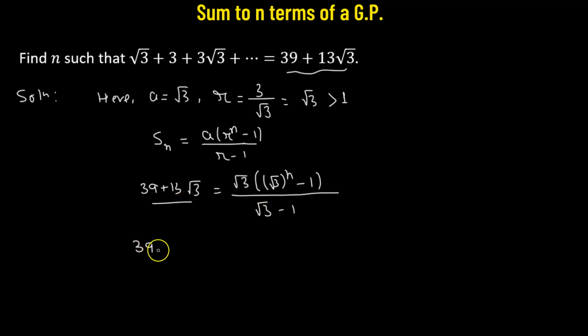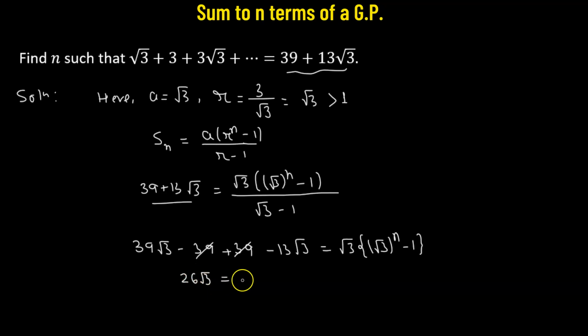So we have 39 times square root of 3 minus 39, plus 13 square root of 3 times square root of 3, so that's positive 39 minus 13 times square root of 3. This will be equal to square root of 3 multiplied to square root of 3 raised to the power of n minus 1. The negative 39 and positive 39 cancel out. 39 square root of 3 minus 13 square root of 3, that's 26 times square root of 3. So this is equal to square root of 3 multiplied to square root of 3 raised to the power of n minus 1.